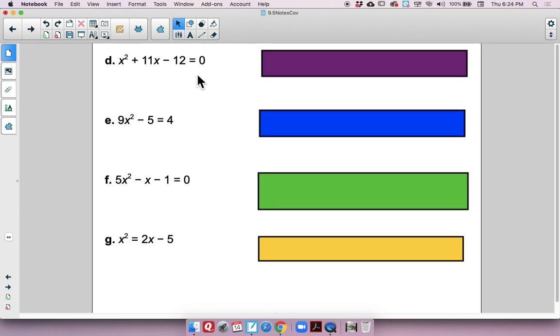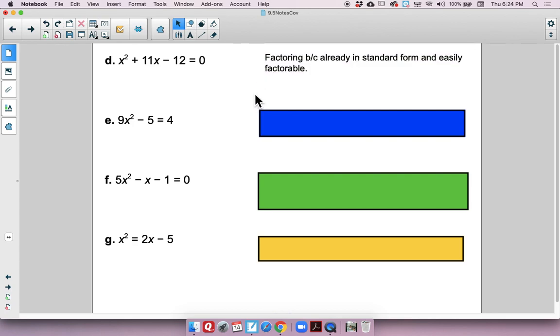Okay, try D. Pause the video, try D. Hopefully you said factoring, already in standard form, and we can factor that, right? What's that come out? That's x plus 12, x minus 1. Okay, what about this next one? Look carefully at it.